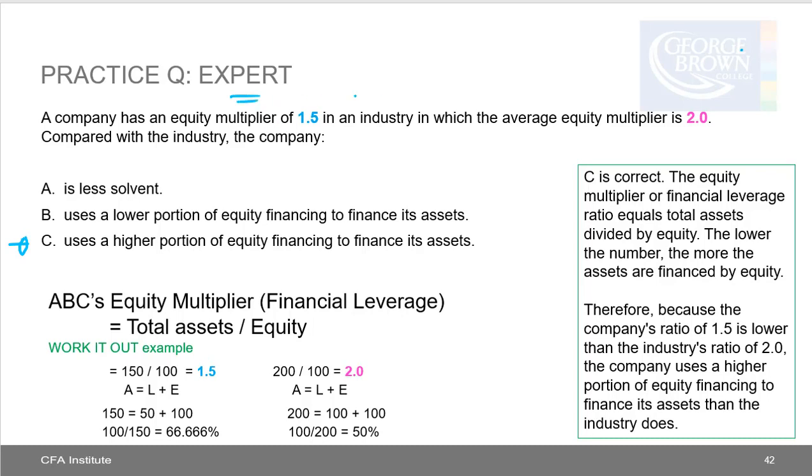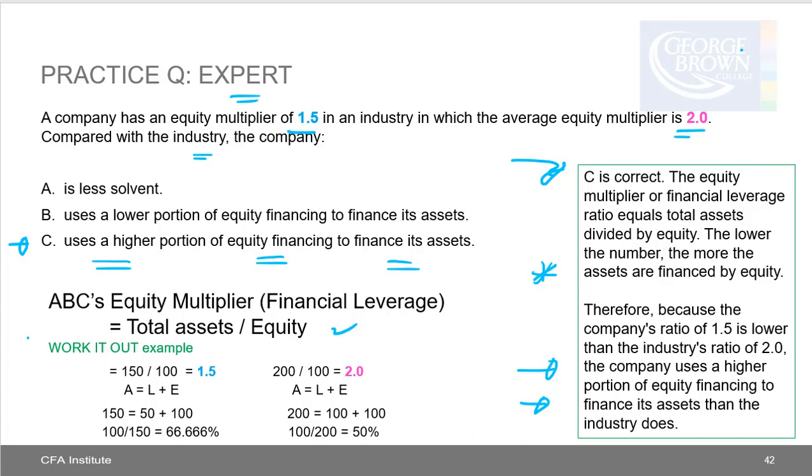This is an expert question, but I think if we work our way through it, you'll see that it's not too difficult. So a company has an equity multiplier of 1.5 in an industry with average equity multiplier is 2.0. Compared with the industry, the company uses a higher portion of equity financing to finance its assets. So C is correct. The equity multiplier or financial leverage ratio equals total assets divided by equity. That's the formula for the ratio. The lower the number, the more the assets are financed by equity. Therefore, because the company's ratio of 1.5 is lower than the industry's ratio of 2.0, the company uses a higher portion of equity financing to finance its assets than the industry does.